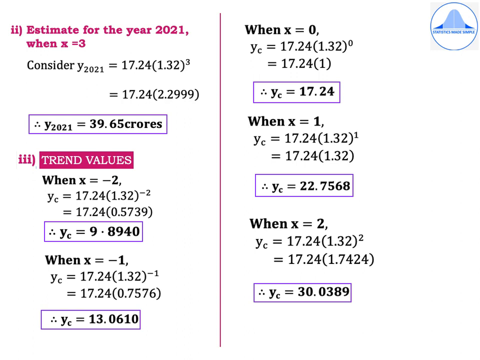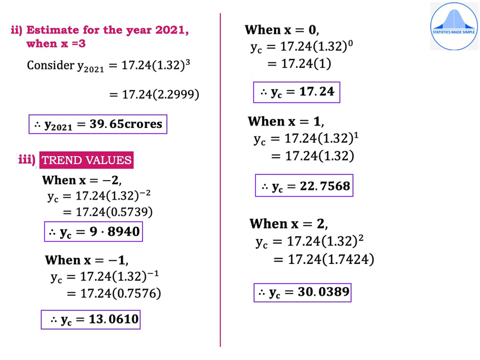So when x is equal to minus 2, yc is equal to 17.24 into 1.32 to the power minus 2, which gives 17.24 into 0.5739, or we get yc equal to 9.8940. Similarly, when x is equal to minus 1, yc is equal to 17.24 into 1.32 to the power minus 1, which is 17.24 into 0.7576, which gives yc equal to 13.0612.